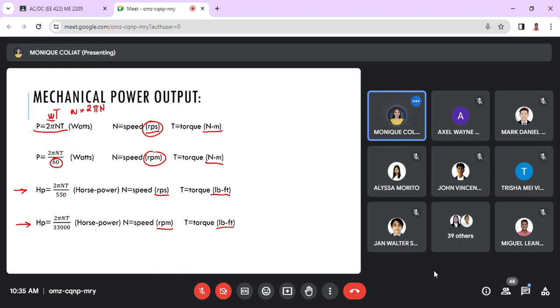Okay, so narinig nyo na ba to? Yung HP, horsepower. Yung mga rating ng aircon. Naka-HP yun. That is horsepower.